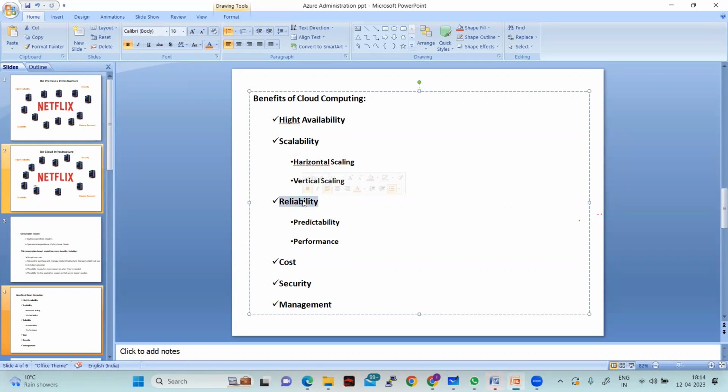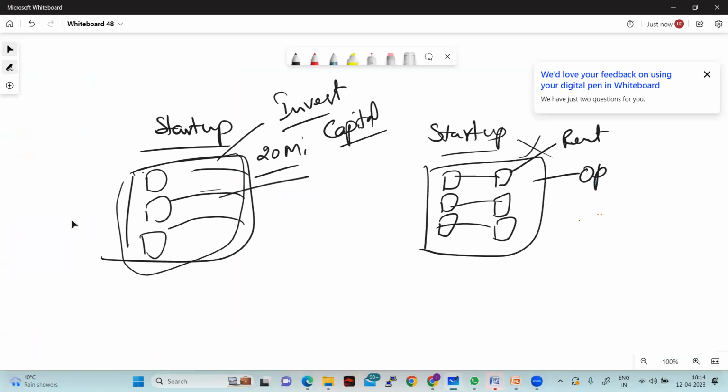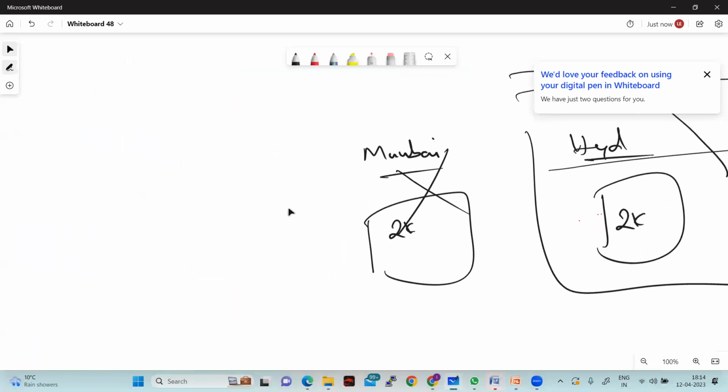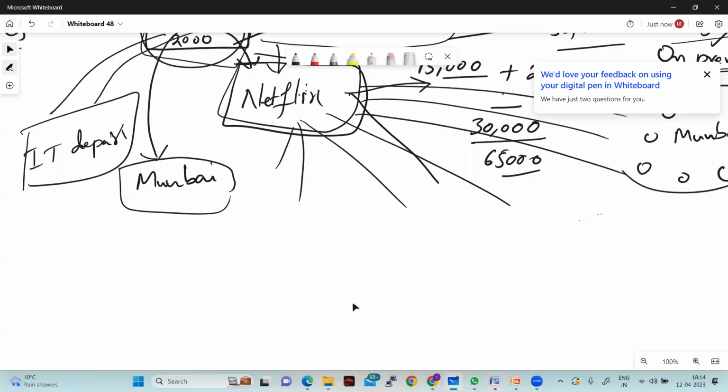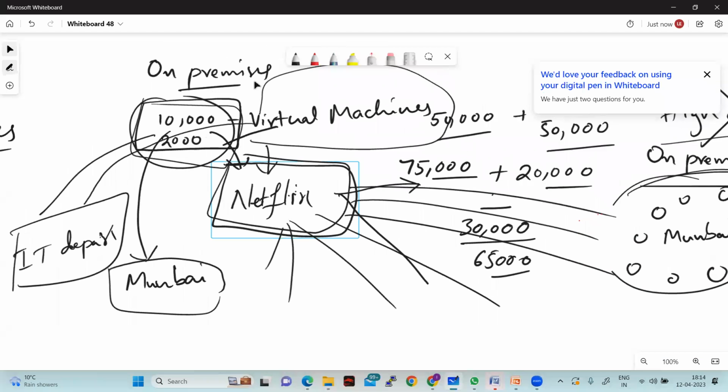And then reliability. When it comes to reliability, let's say you have your applications running on your on-premises. Can you predict the number of users tomorrow? How many will be added? Let's say today we have almost 1 lakh users. Can you predict that tomorrow there will be, let's say, 10,000 more users coming in? You can't predict it, right?